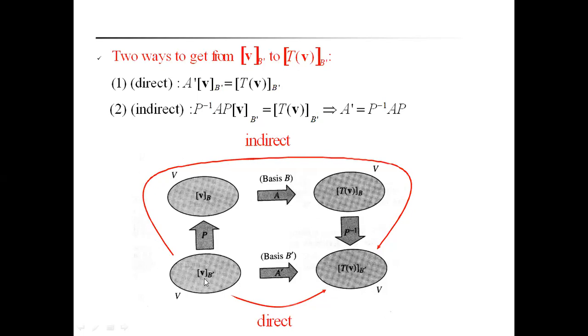To find V relative to the basis B dash, it is the indirect method. Because by using this formula, P inverse AP, the coordinate matrix of V relative to the basis B dash is equal to T of V relative to the basis B dash. Therefore, this is called the indirect method to find the coordinate matrix of V relative to the basis B dash to T of V relative to the basis B dash.